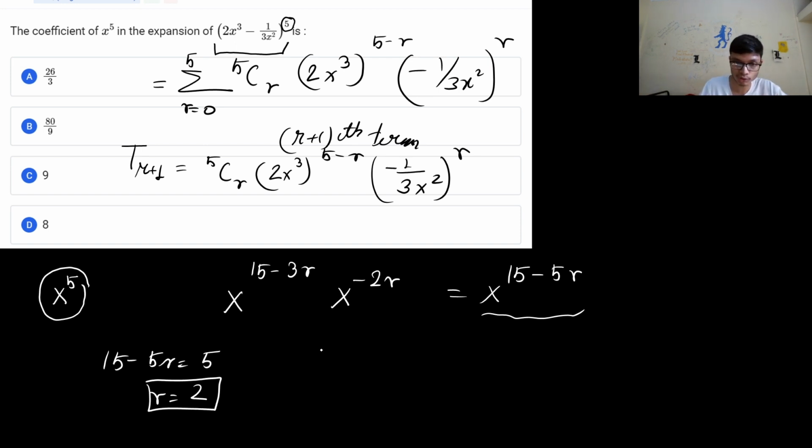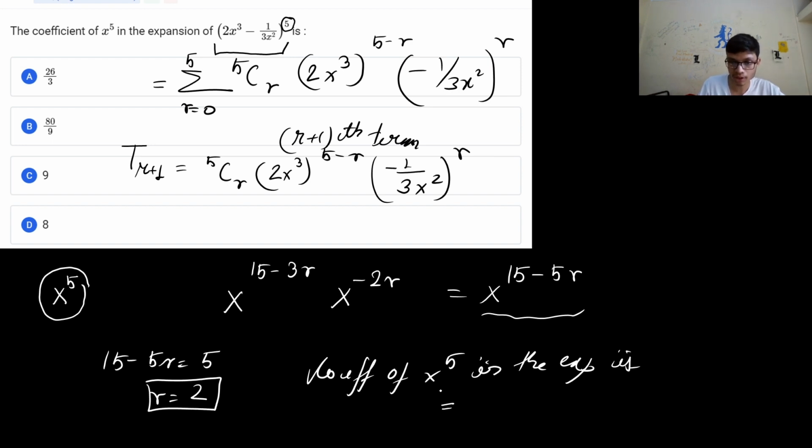So अगर मैं पूछूं कि what is the coefficient, you will say the coefficient of x की power 5 in the expansion is how much? In this particular expression it is basically 5c2, and what are the variable terms remaining? That is 2 to the power 5 minus 2, which is 3, and similarly 1 by 3 whole to the power 2. Okay, so this is basically the term that makes up the coefficient of x to the power 5 in this particular expansion.